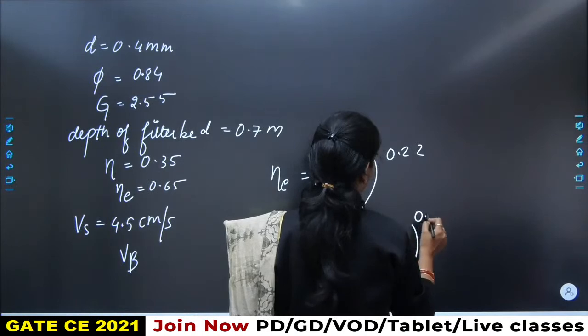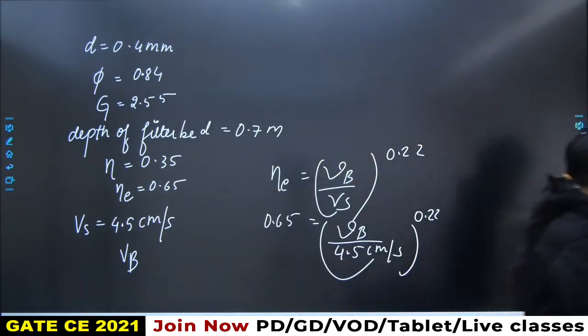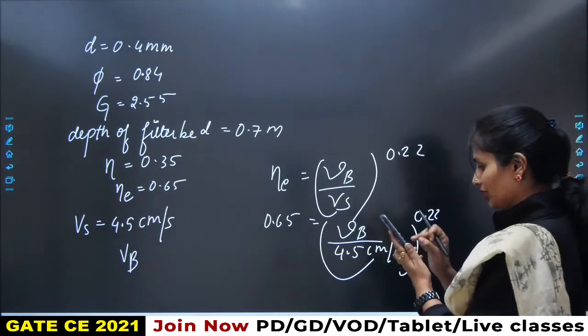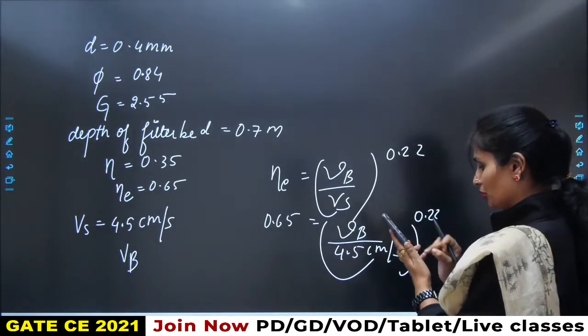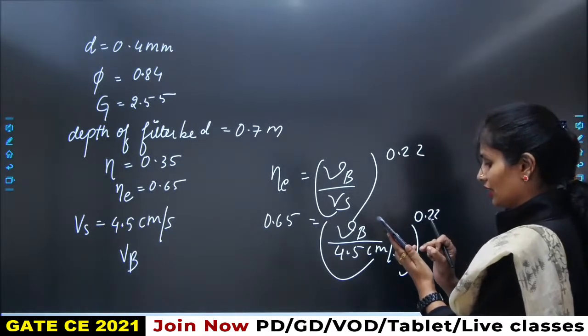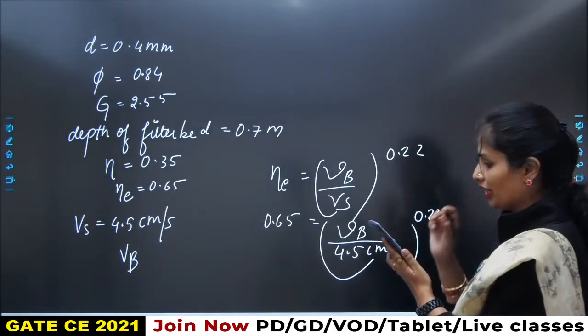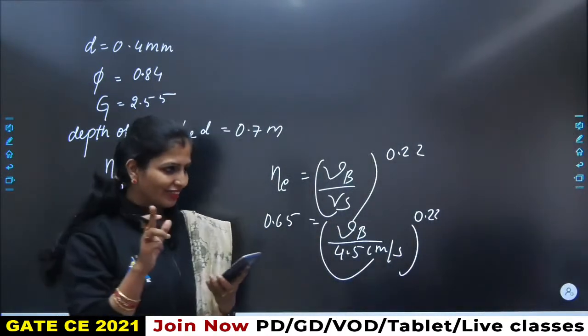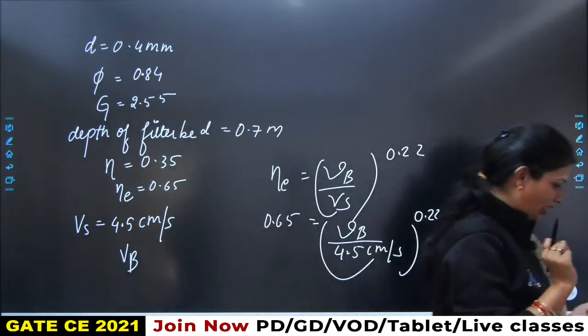Okay, so let me solve this once more. 0.65 to the power 1 upon 0.22, into 4.5. This I am getting as 0.635. Just a minute, I forgot. I guess it was in centimeters per second, by the way.